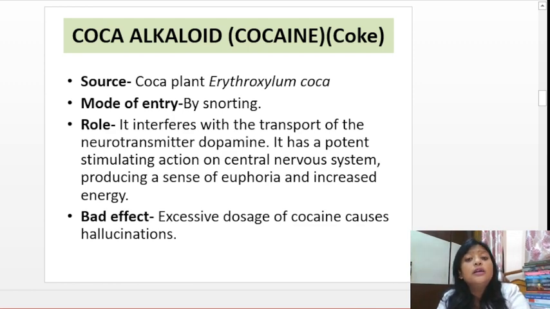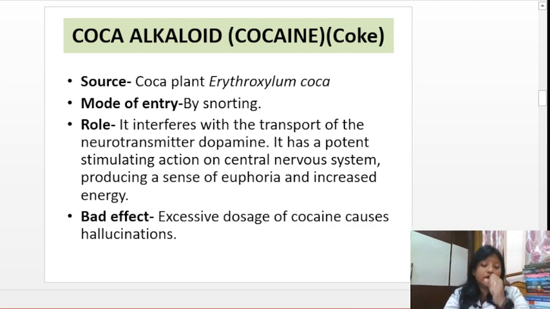Next is coca alkaloid, also known as cocaine or coke. This is obtained from the coca plant, Erythroxylum coca, and it is consumed by snorting. What does cocaine do? It interferes with the neurotransmitter dopamine, the transport of dopamine, and since it has a potent stimulating action on the central nervous system, it produces a sense of euphoria and increased energy. When you take coke, you will sense increased energy and feel some good memories. There are also bad effects: if you continuously use it in excessive dosage, it will lead to hallucinations.